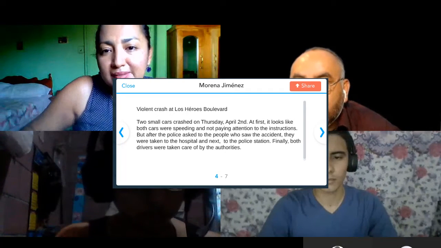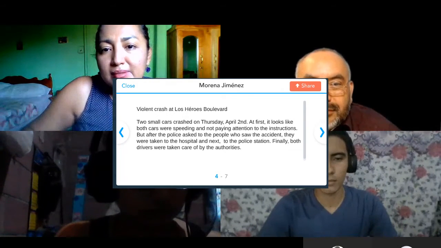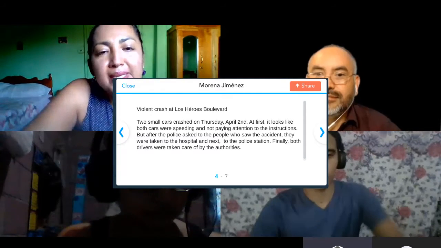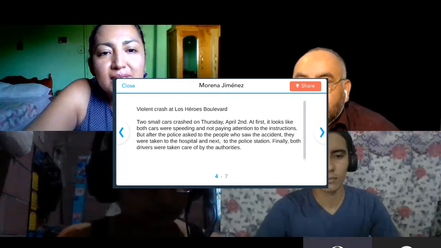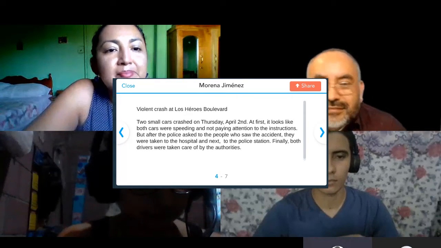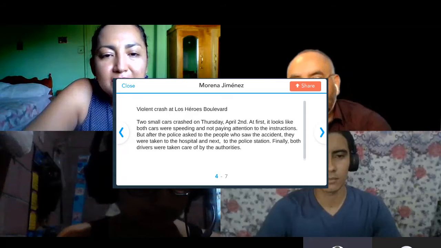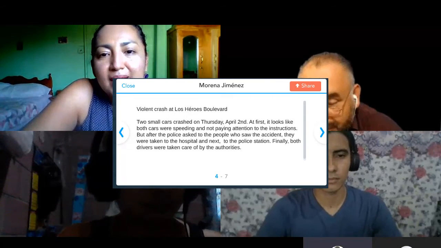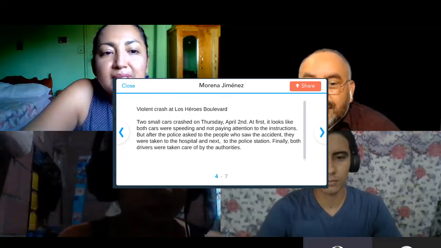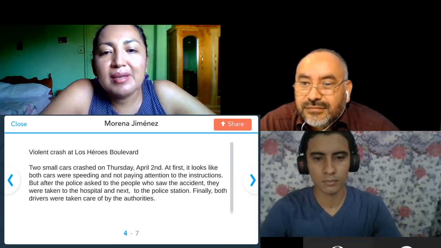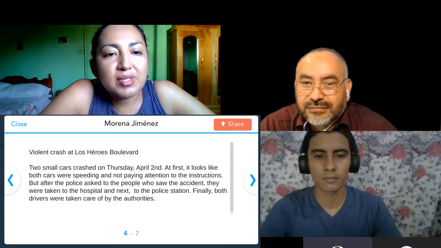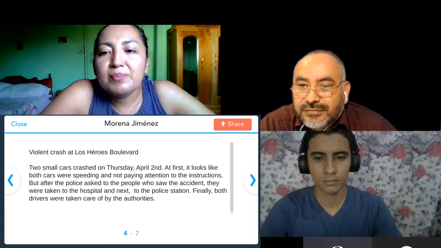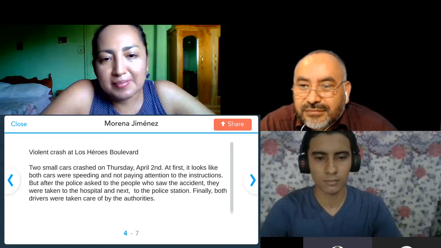The headline would be: Violent crash at Los Héroes Boulevard. And then the paragraph. 2 small cars crashed on Thursday, April 2nd. At first, it looked like both cars were speeding and not paying attention to instructions. But after the police asked the people who saw the accident, they were taken to the hospital and next to the police station. Finally, both drivers were taken care of by the authorities.